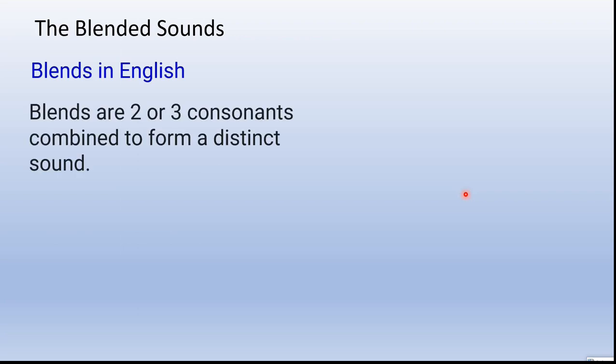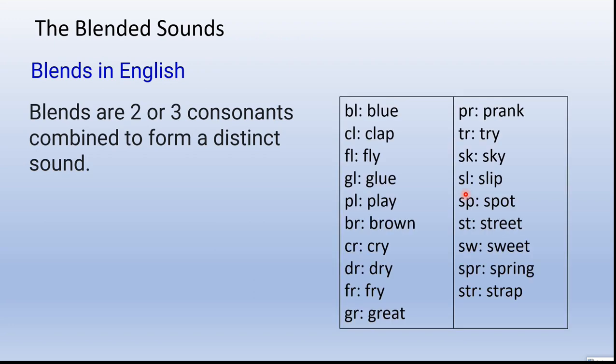So what do we mean by blended sounds? Let's understand it from the perspective of English. Blends are basically two or three consonants combined to form a distinct sound. For example, B and L combine together to give the sound bl, as in blue. Similarly, C and L combine to give the sound cl, as in clap. Similarly, fly, glue, play, brown, cry, dry, fry, great, prank, try, and all these words are basically examples of blended words.